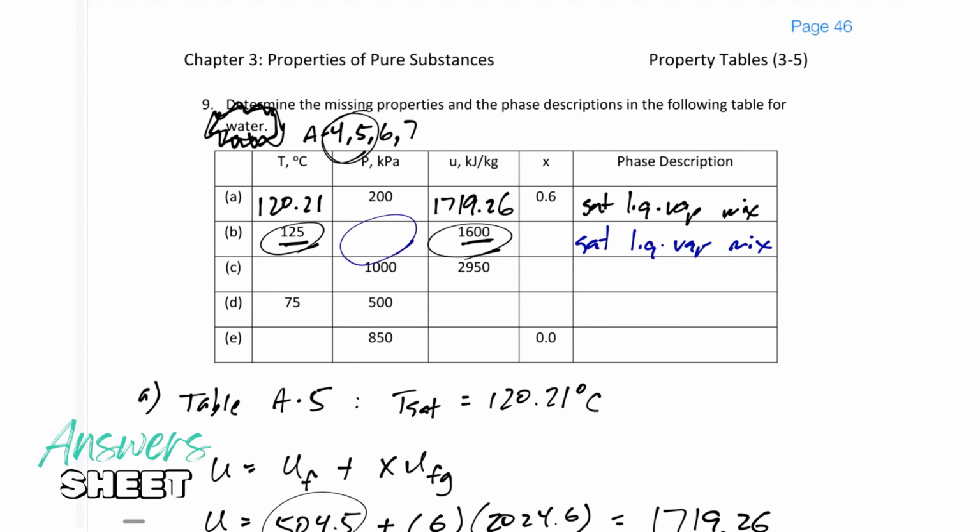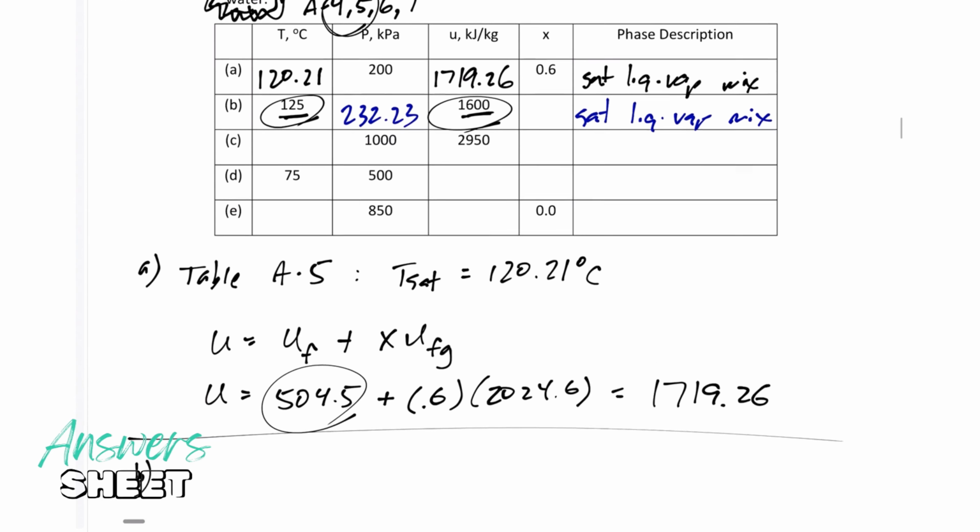So, how about the pressure? There's just one pressure. It doesn't matter if its quality is 0.2, 0.7, if it was fully saturated liquid or fully saturated vapor, its pressure was Psat. If we went back to that, you can see I've got 232.23. Now it's just finding the quality.